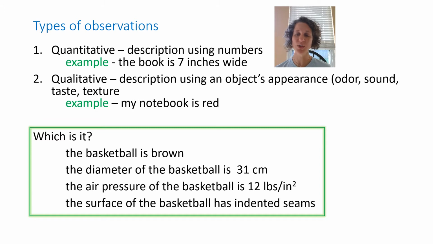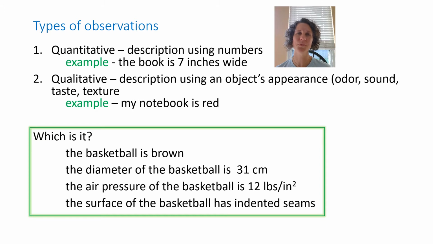Qualitative is useful, but maybe less so, because it is based on the object's appearance, which means that someone could have some sort of bias, or you could just disagree. So, for example, if I say my notebook is red, you might say, no, I don't think so. It's crimson, or it's maroon, or whatever.